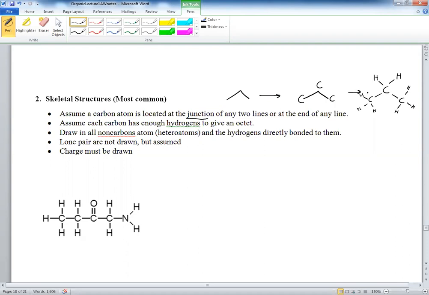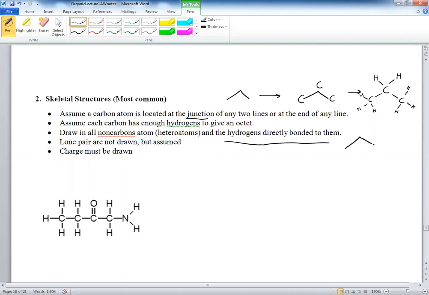Once again, it's going to take time to practice, but you will get good at it. Draw all non-carbon atoms. Now, those you have to draw. You cannot simply skip an N or an O. You have to draw the N and the O. And you have to draw the H's if they are directly bonded to them. Otherwise, we can't assume that they are there. It's going to make a big difference. So please make sure you draw the H's attached to an N and an O.